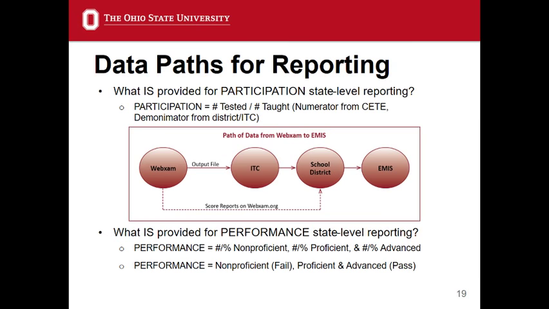Non-proficient is failing. Both proficient and advanced are grouped into passing. And that's mainly what the federal government and the state report cards are focusing on.